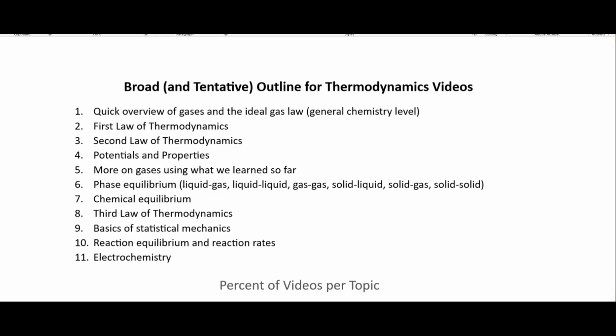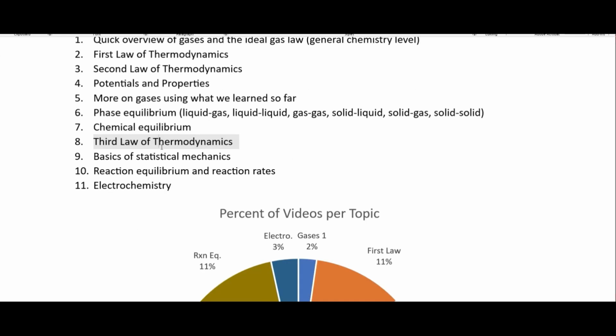So this is the equilibrium between different phases of matter. Then we'll look at chemical equilibrium. Then we'll do our brief look at the third law of thermodynamics. Then we'll look at some basic statistical mechanics. So this will not be a replacement for a full semester class of stat mech, but we will look at some basic statistical mechanics. Then we'll look at reaction equilibrium and reaction rates. Then we'll look a little bit at some electrochemistry.